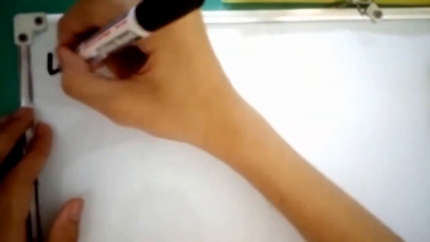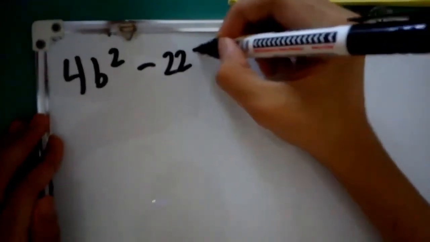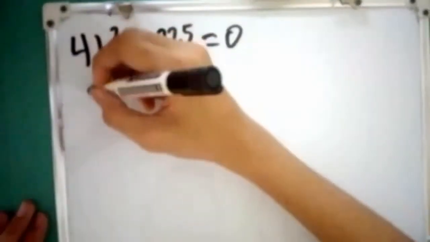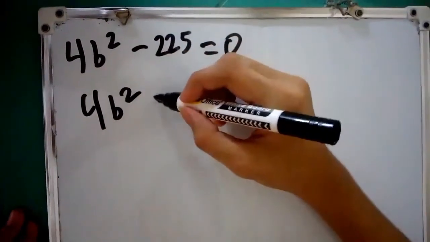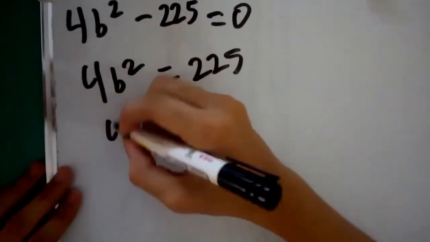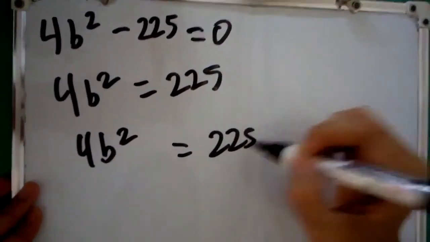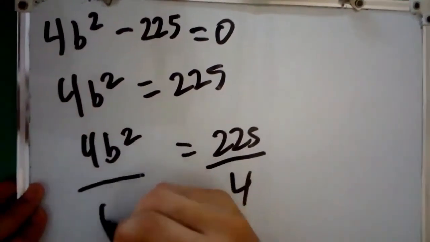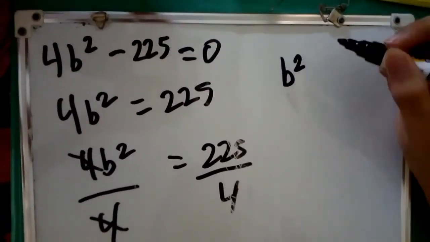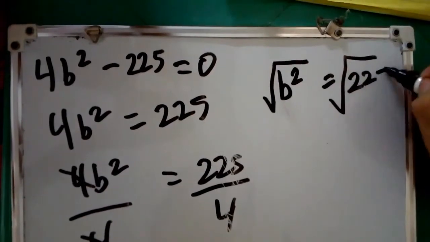Another example: b squared minus 225 over 4 equals 0. Then b squared equals 225 over 4, and we take the square root of both sides: square root of b squared equals square root of 225 over 4.